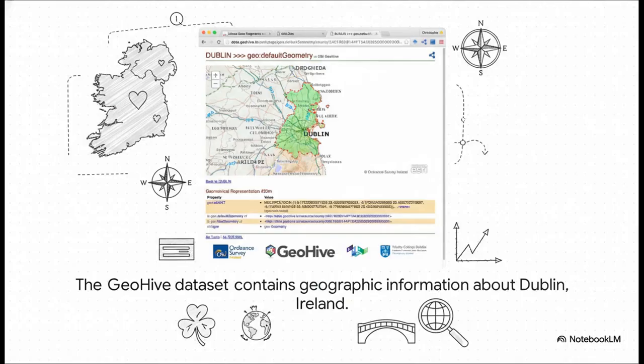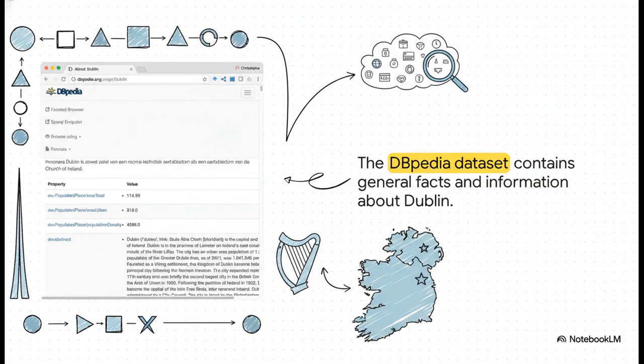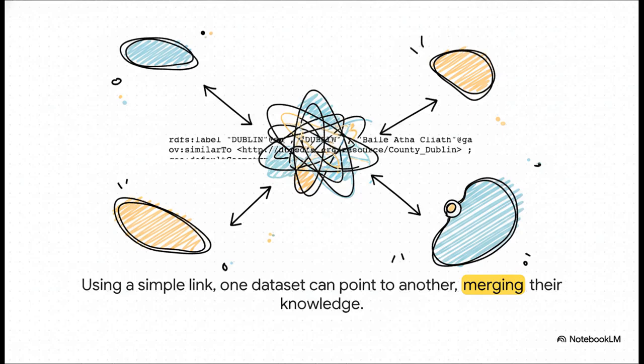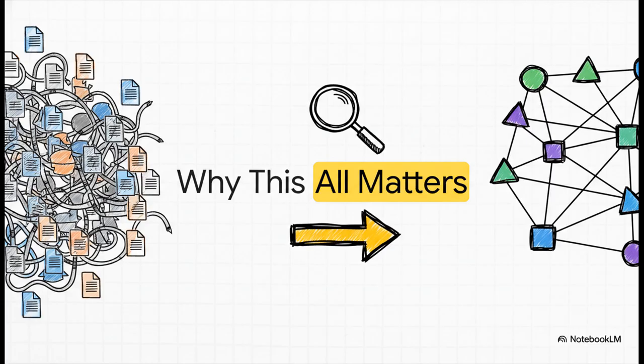Take this for example. Here's a government data set from GeoHive with info about Dublin, Ireland. And now here's DBpedia, kind of like Wikipedia for data, with its own facts about Dublin. Totally separate, right? But with linked data, one data set can point to the other, basically saying, hey, we're talking about the same thing. Okay, so why is this such a big deal? Why does linking all this data matter?